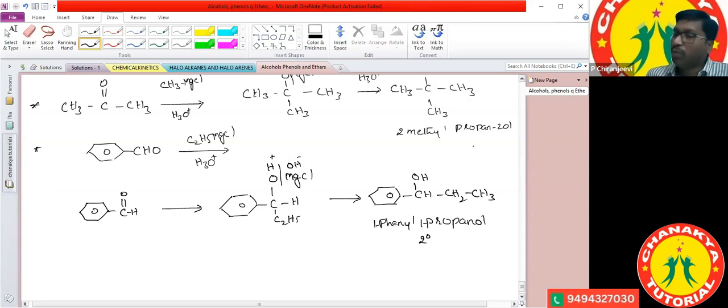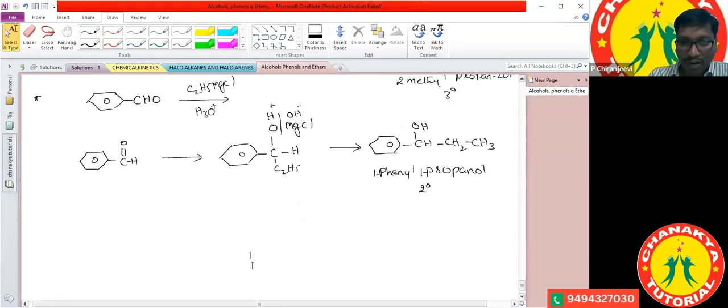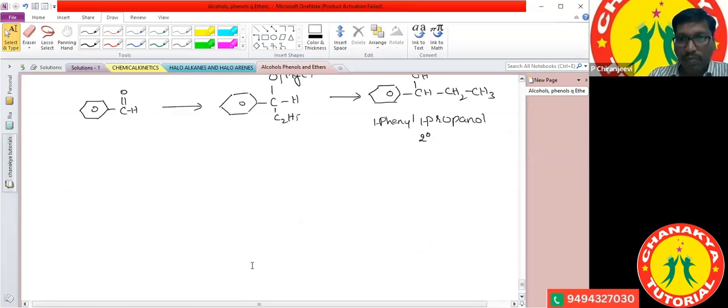2-methylpropane-2-ol. This is an example of primary alcohol, secondary alcohol, tertiary alcohol, which means it is a tertiary alcohol. Okay, and to avoid your confusion, this is the last example I'm giving here. Whatever product you are getting, just tell me that. Okay, one more example.